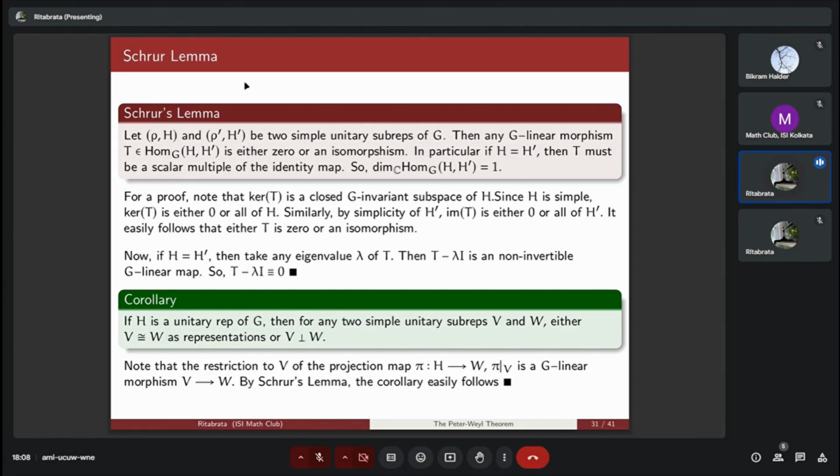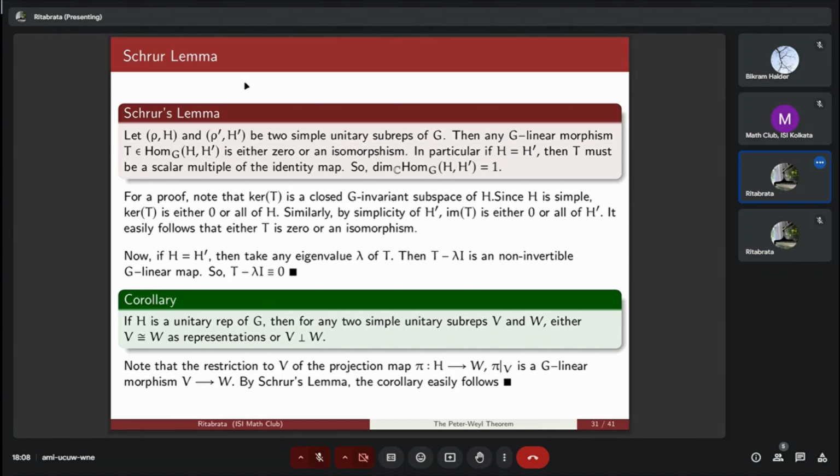In our case, we don't have only algebraic structure, we have a continuum, we have a topology on it. So we need to be a little bit more careful. So we note that kernel T is a closed invariant subspace, so it is either zero or everything. And it clearly follows that T is either zero or an isomorphism.